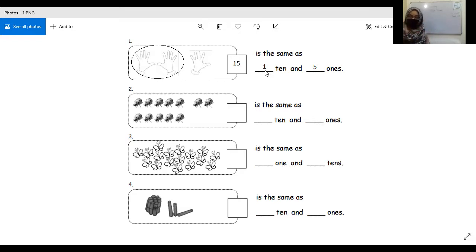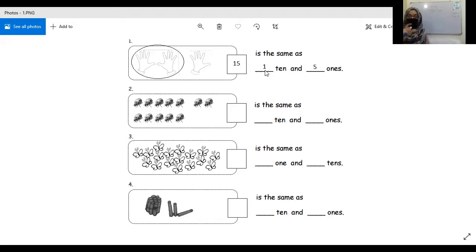Now let's look at the other hand, which is drawn alone. If we count the ones: one, two, three, four, five. How many ones are there in one hand? There are five ones. So it has written five in the ones column. Now, you are supposed to tell me in the next pictures how many tens are there and how many ones are there.